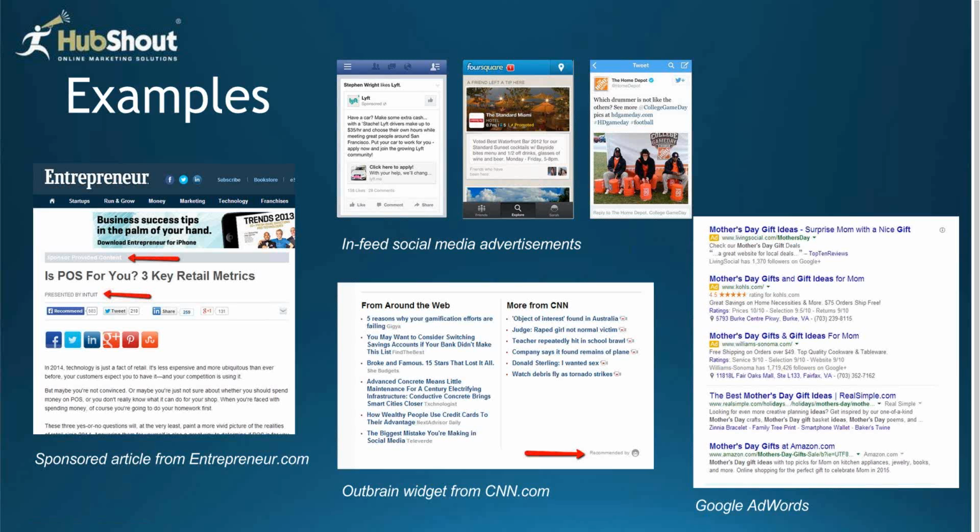So if you really want to split hairs, there are camps out there who would say this is truly native advertising, this is content discovery. So if you can't see my cursor, I'm saying the entrepreneur.com example is true native advertising, and then something like Outbrain is more content discovery.